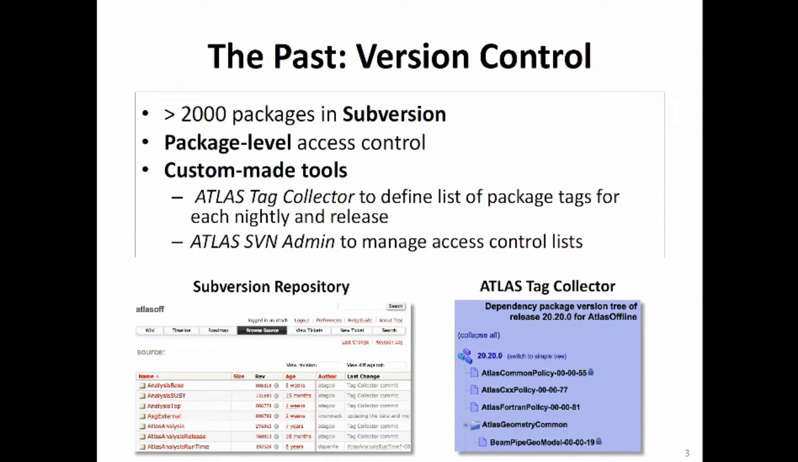In this offline code, we had, and we actually still have, about 2,000 packages. And when I say package, I mean, for Atlas, a bunch of source files that kind of belong together and that are typically built into one shared library. So we have roughly 2,000 shared libraries. Just to give you a feeling for the scale of the offline software code in Atlas, it's about 4 million lines of code, if I'm not mistaken. So it's quite a big project.